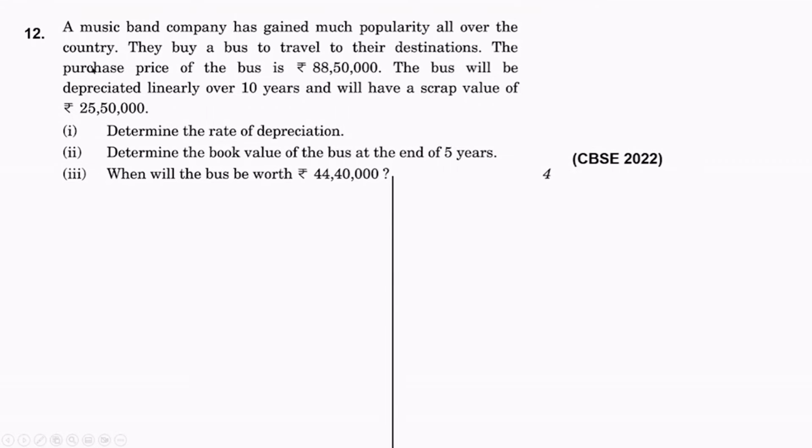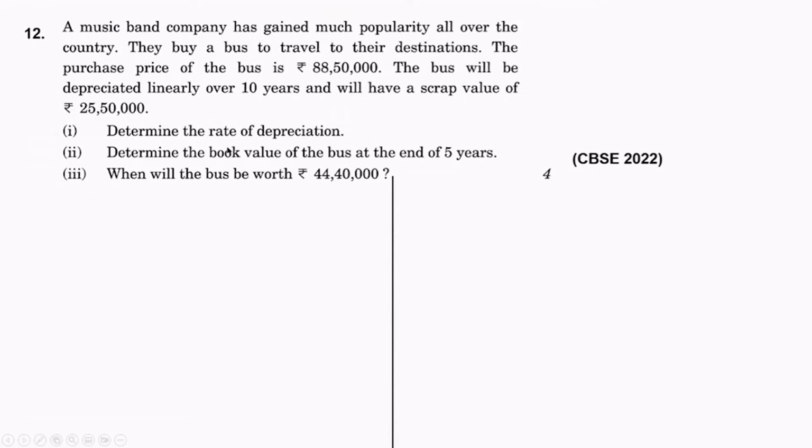Moving on, a music band company has gained much popularity all over the country. They buy a bus to travel to their destinations. The purchase price of the bus is rupees 88,50,000. The bus will be depreciated linearly over 10 years and will have a scrap value of rupees 25,50,000. The first subdivision, determine the rate of depreciation, then determine the book value of the bus at the end of 5 years, and then when will the bus be worth rupees 44,40,000. So here this is a question on depreciation which carries 4 marks.